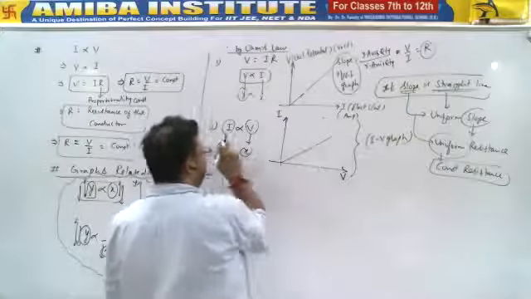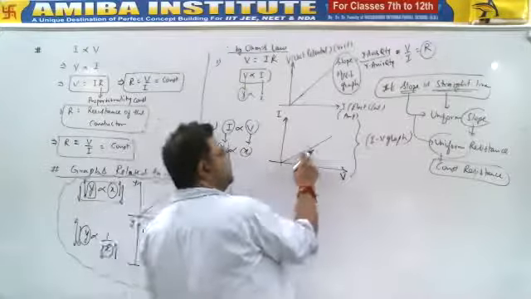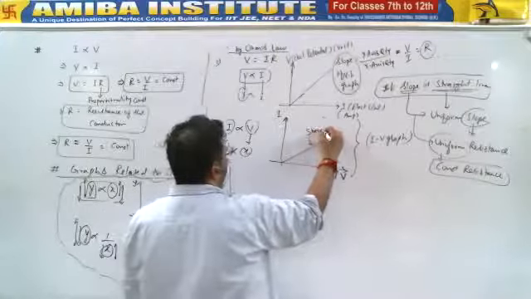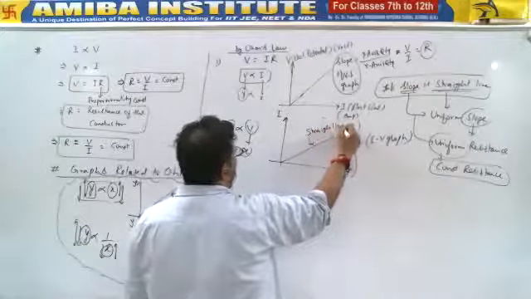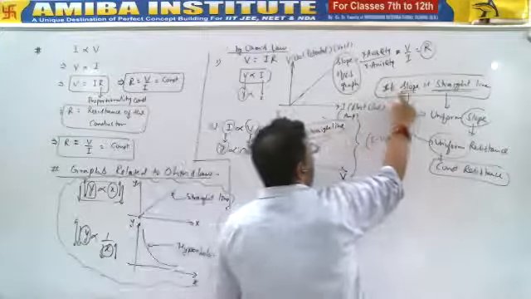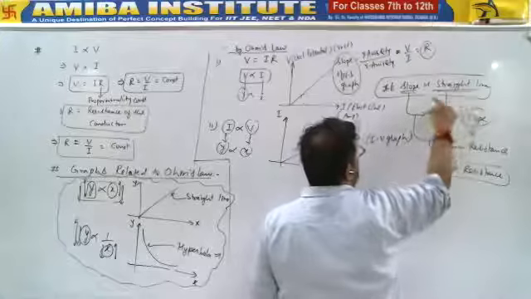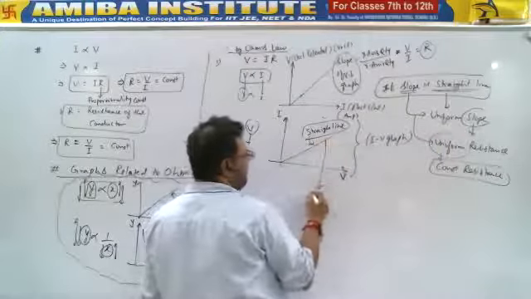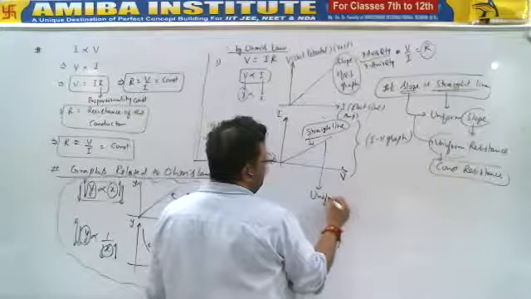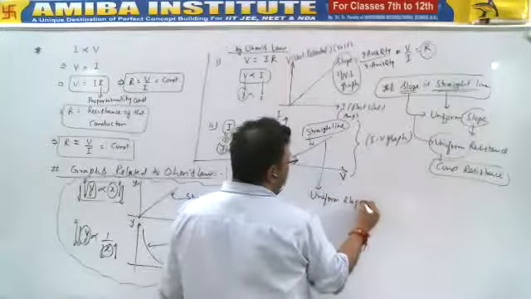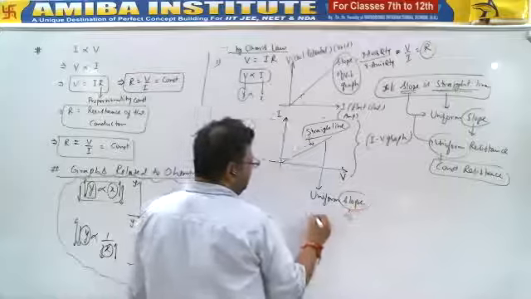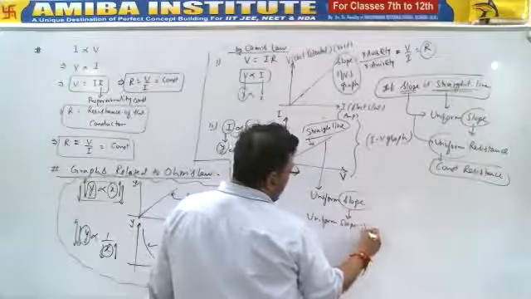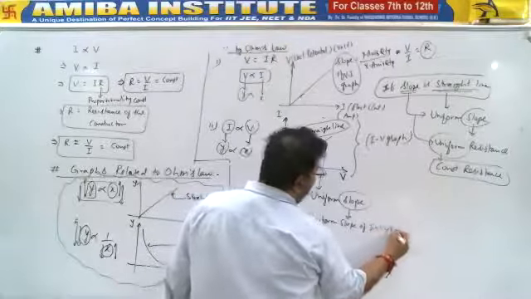Similarly, this is the IV graph. Since this is a direct relation, the graph should also be a straight line. And whenever the graph is a straight line, its slope should be uniform. So whenever I say straight line, it means it shows uniform slope. But this is the uniform slope of the IV graph, not the VI graph.